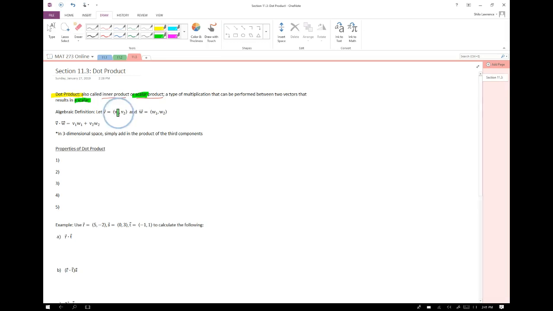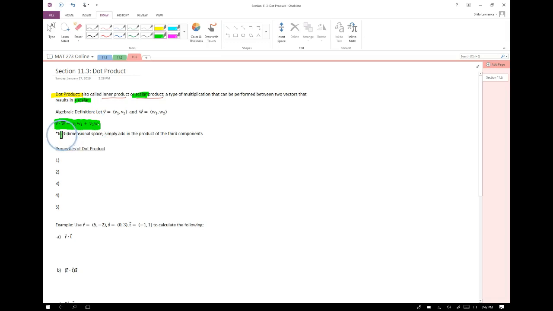So the algebraic definition just involves some simple algebraic operations. If we have two vectors in component form, so we've got vector v equals v sub 1, v sub 2 and vector w equals w sub 1, w sub 2, then the way that we calculate dot product is by multiplying corresponding components. So we're going to do v1 times w1 and then v2 times w2 and then add those two products together. So there are no diamond brackets on our answer because this answer is not a vector. It's just going to be a number.